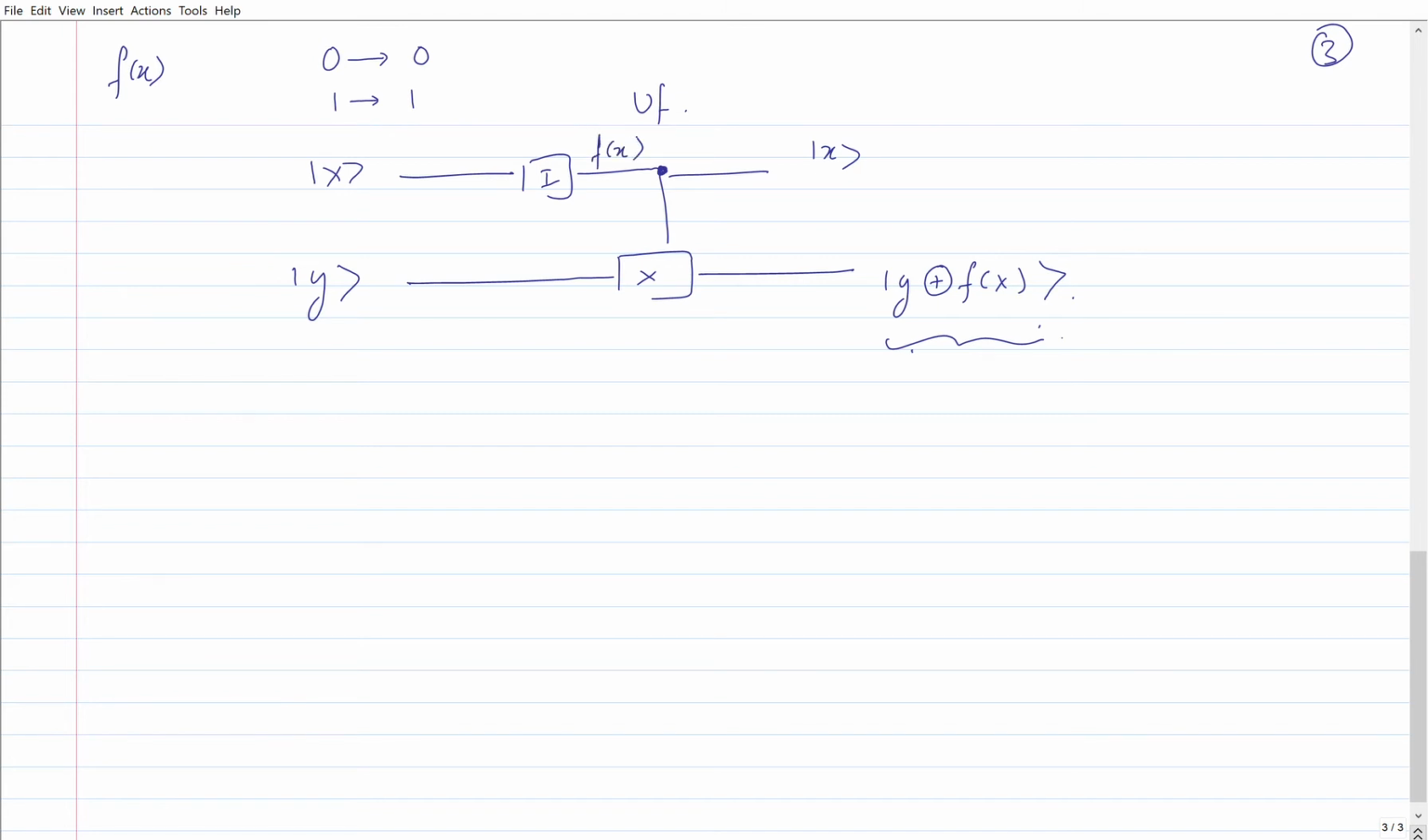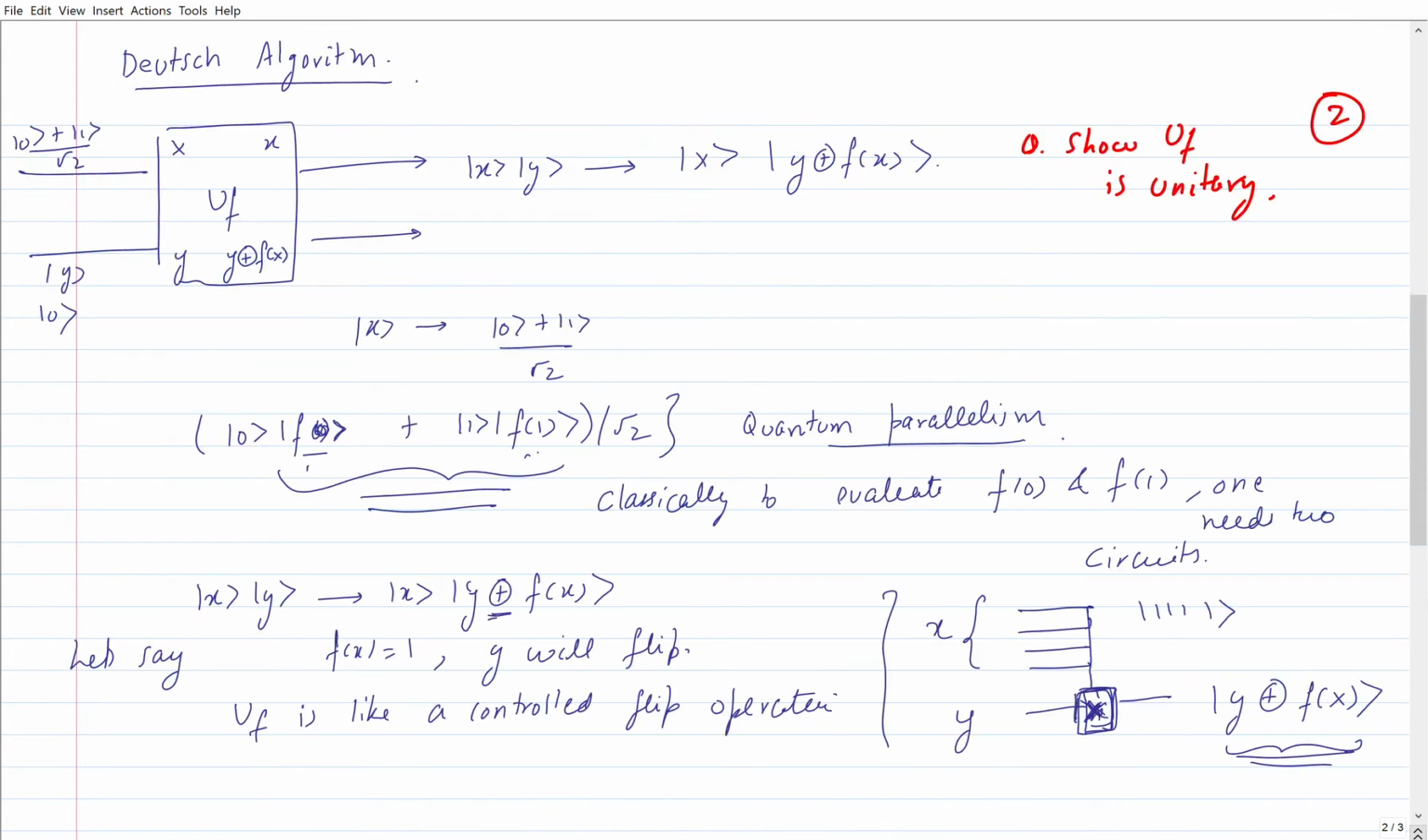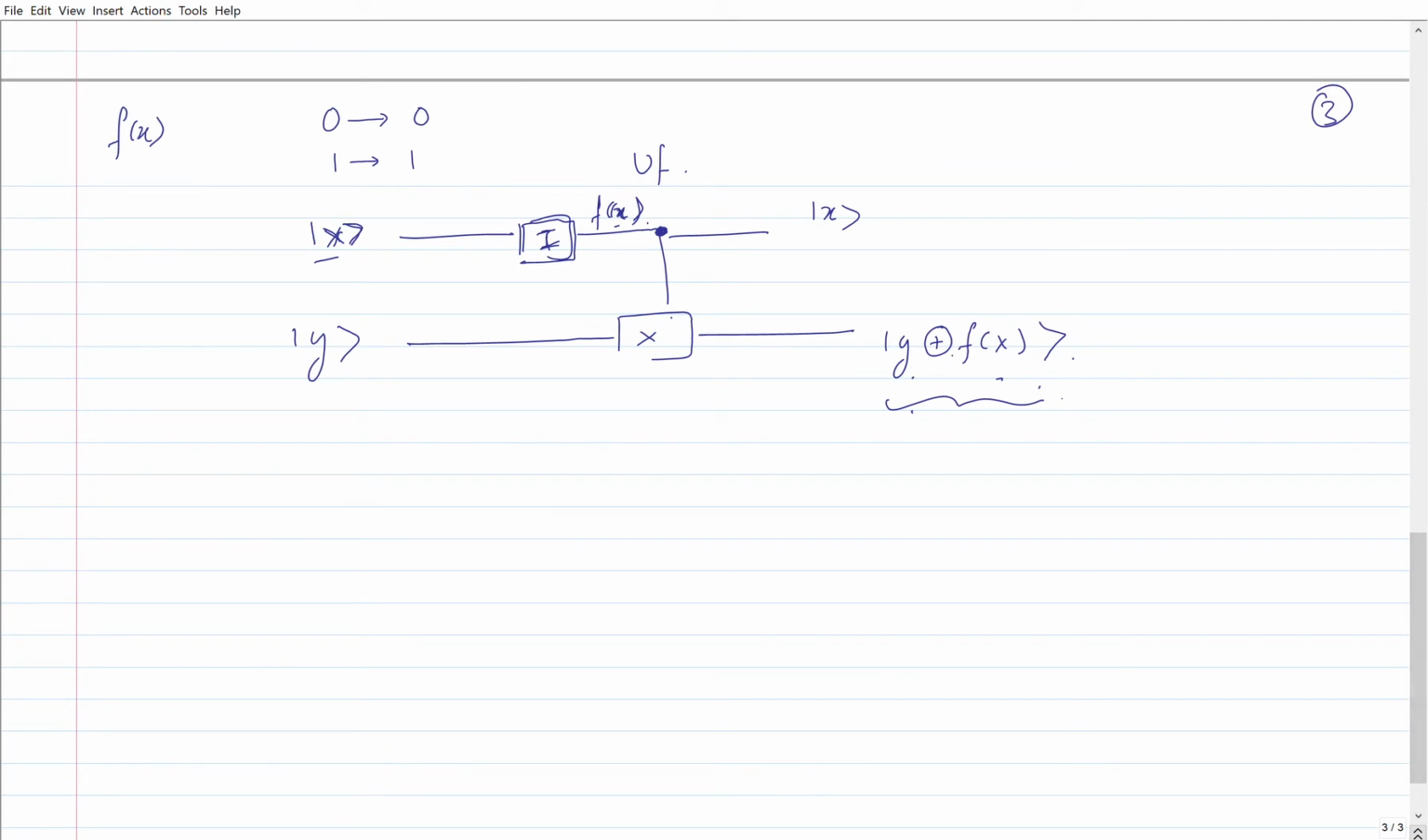Here is my fx evaluation, because I have an x, an identity operation evaluates f of x. Now the control depends upon the value of f of x. If f of x is 1, this is going to flip y. If f of x is 0, this passes through, and still I have y plus f of 0, which is nothing but y. So this identity is in some sense the function evaluation, and the entire circuit is the evaluation of the Uf.